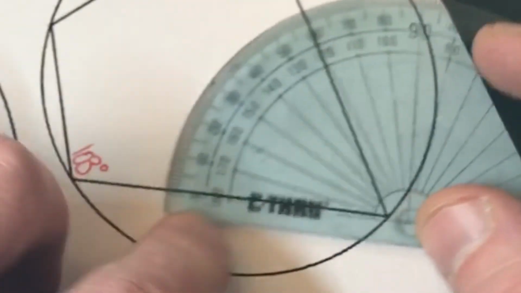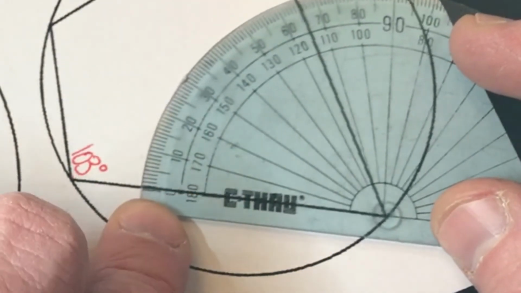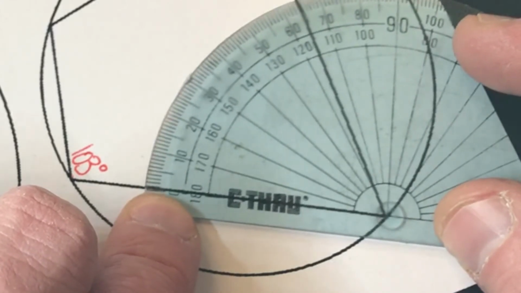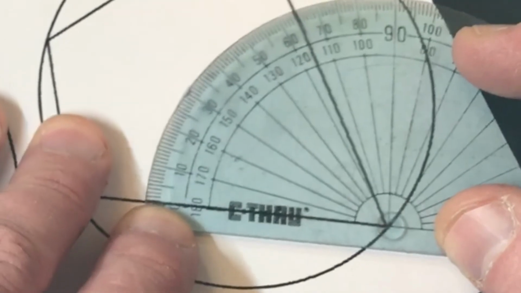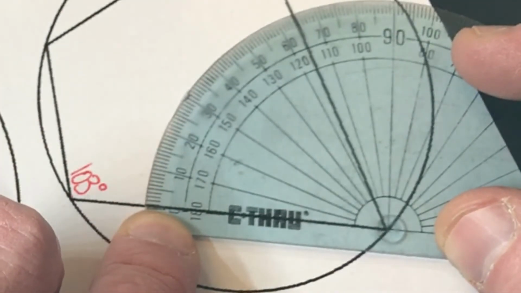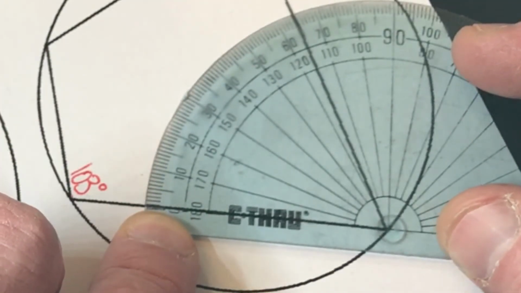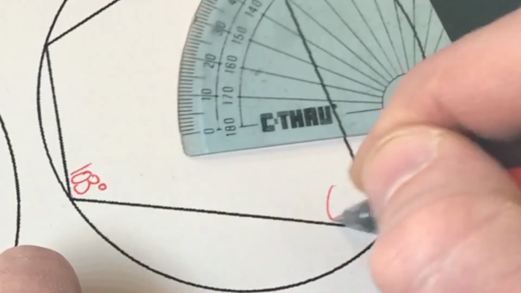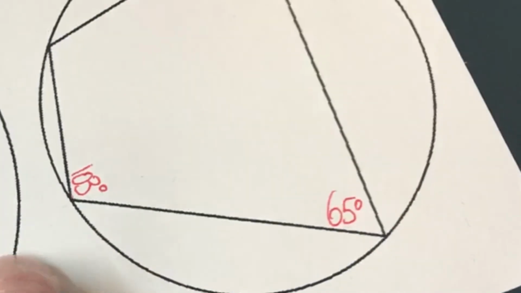Now let's measure this angle. Okay, how big is that one? Yeah, I think we're going to go with 65. Yeah, when I move that even closer, that gets even better. That's about 65 degrees.